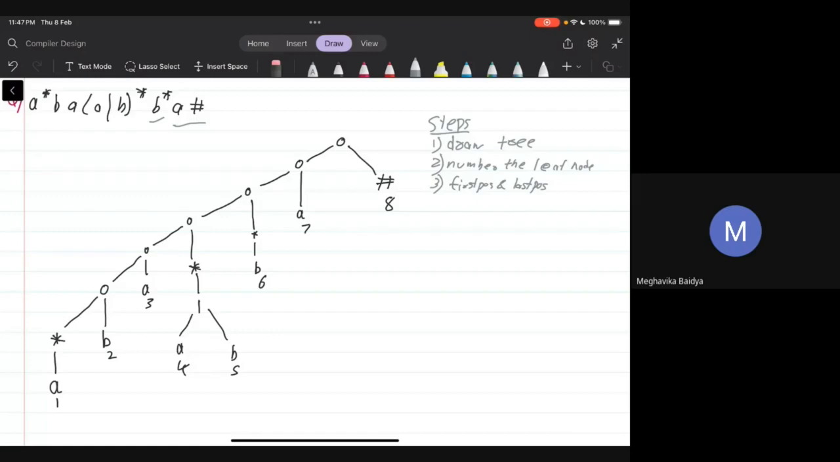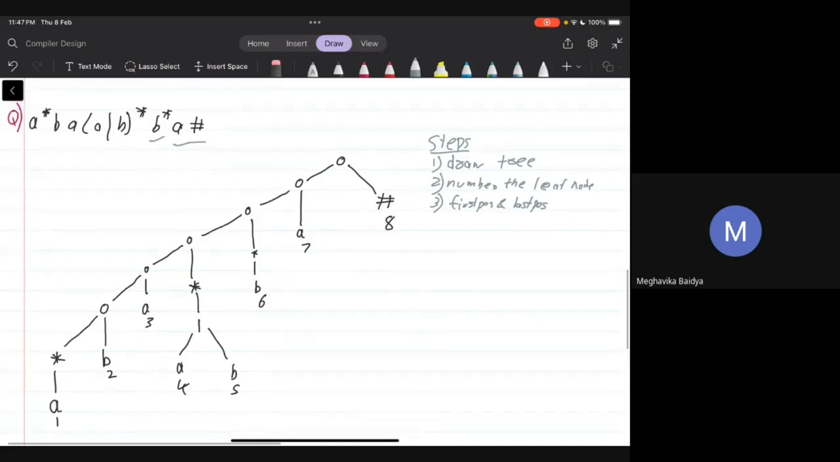So today we are doing RE to DFA, regular expression to deterministic finite automata. First thing, you need to write your regular expression, which is given in the question, and then you have to add a hash to the end of it.